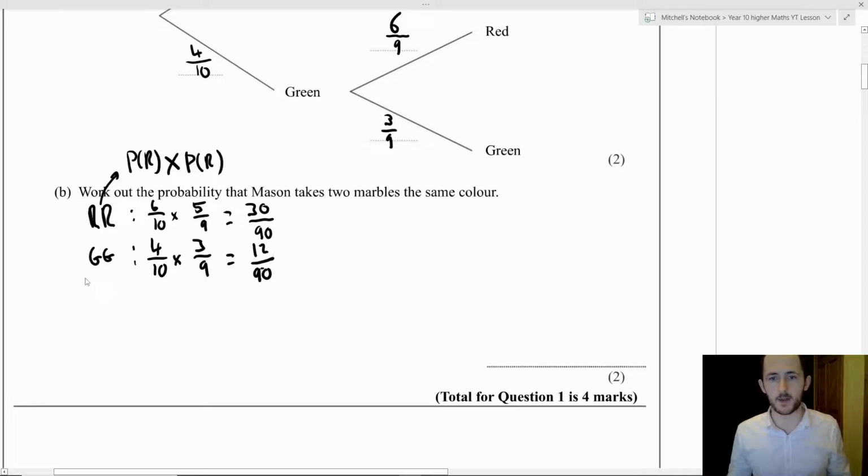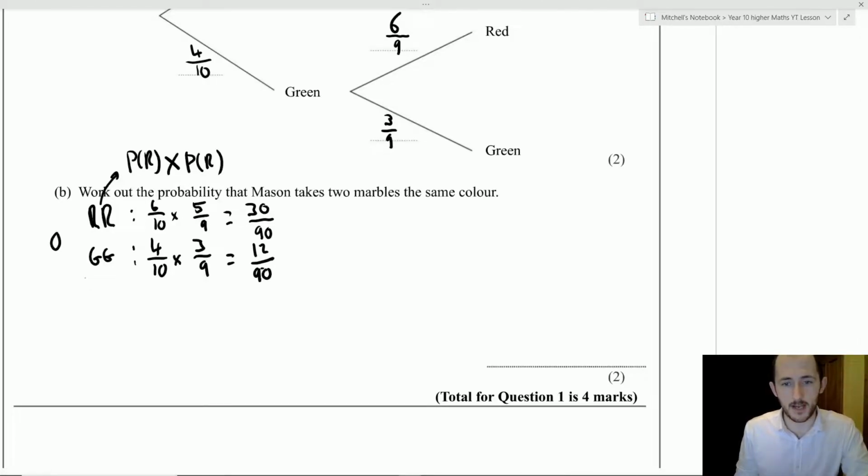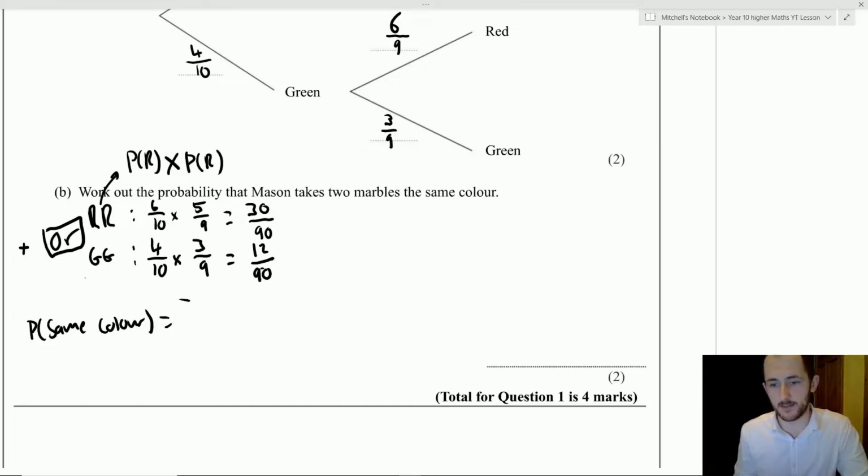Okay? So, in order for me to get 2 marbles of the same colour, I can get a red and a red, or a green and a green. Now, whenever I say the word or, I need to add. Okay? So, probability of the same colour is the probability of getting 2 reds, 30 over 90, or, so add, the probability of getting 2 greens, 12 over 90.